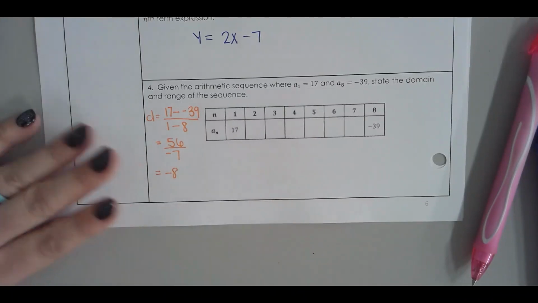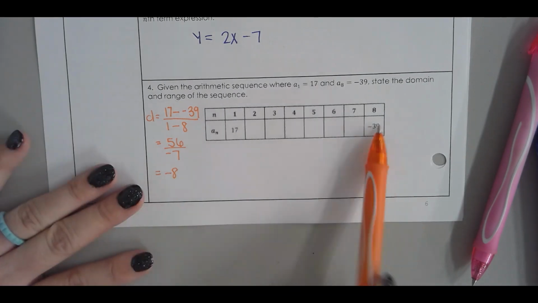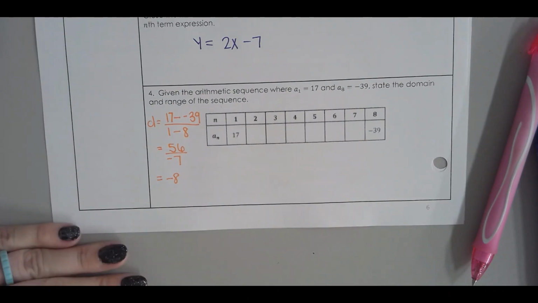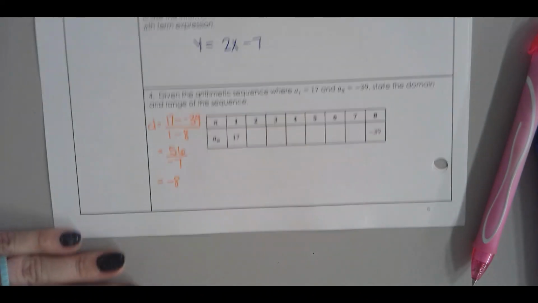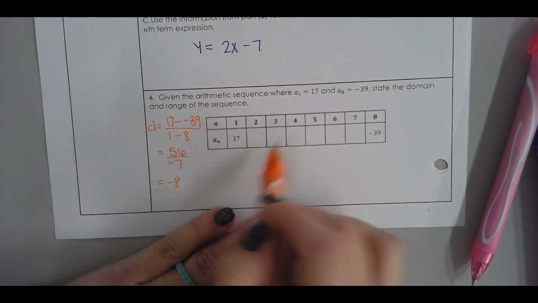We get -8. It doesn't matter what order. Correct. If you do -39 minus 17, just make sure you do 8 minus 1. If you switch one of the numbers, you have to switch them both. And so now I can fill in the table by just subtracting 8.